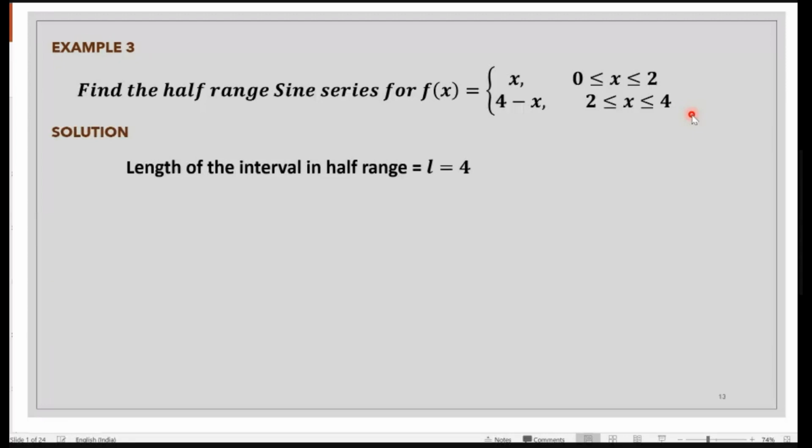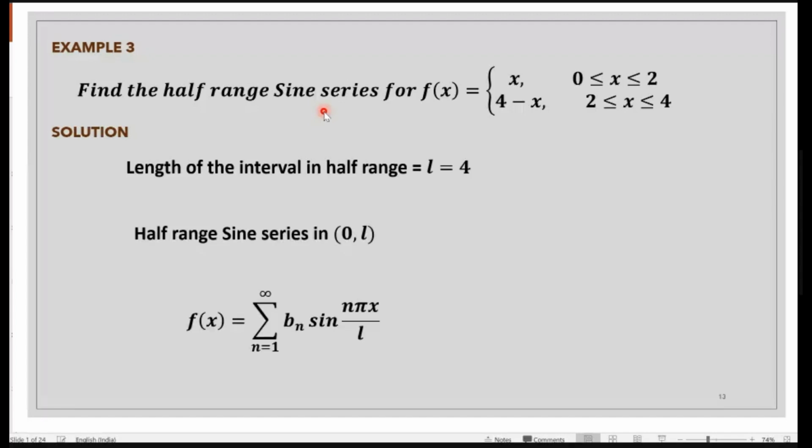हमें साइन सीरीज निकालना है. साइन सीरीज मतलब खाली bn निकालना है, a0 an नहीं निकालना है. So only calculating bn. So we know summation n varying from 1 to infinity bn sin n pi x by L is the series for odd function or sine series. Calculate bn. So bn is equal to 2 by L integral 0 to L f x into sin n pi x by L. So use the formula for bn, substitute here. That will be the half range sine series.